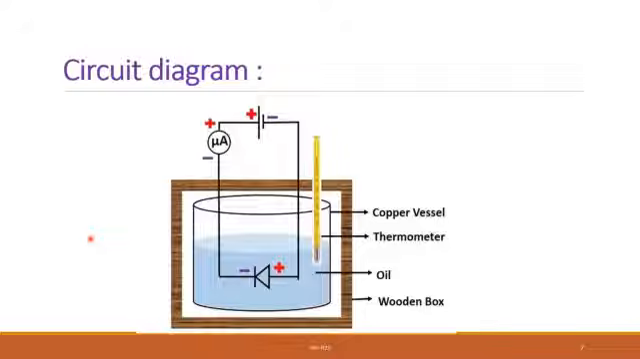Circuit diagram. The circuit diagram consists of a PN junction diode, a microammeter and a battery. Here the PN junction diode is connected in reverse bias. That's why the negative terminal of the battery is connected to the positive terminal of the diode, and the diode negative terminal is connected to the ammeter negative terminal, and the positive terminal of the ammeter is connected to the battery positive.